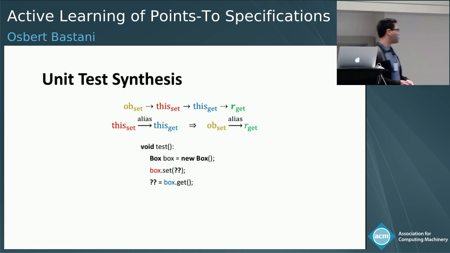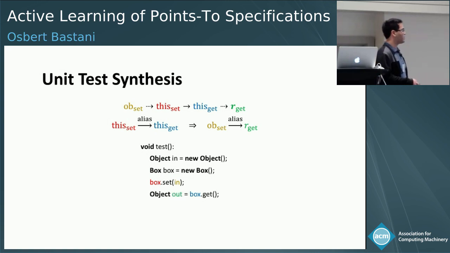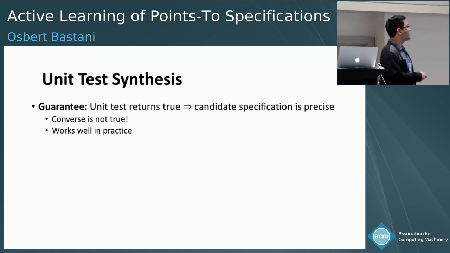And of course, we have to initialize it. We also have to initialize the parameter of set. And finally, we also have to have a variable that captures the output, the return value of get. Then we're just going to check if the parameter passed to set is aliased with the return value of get. If this test case passes, then we can guarantee that the candidate specification is precise. However, the converse is not true.